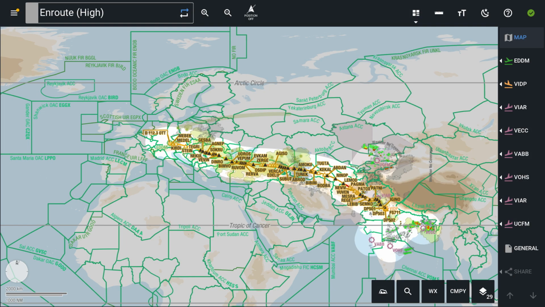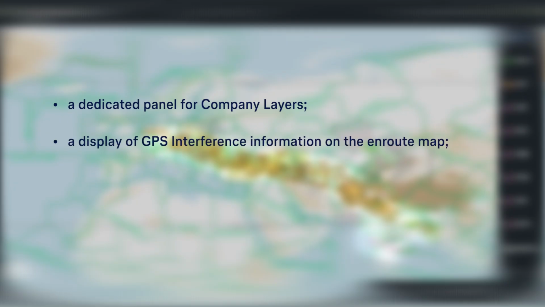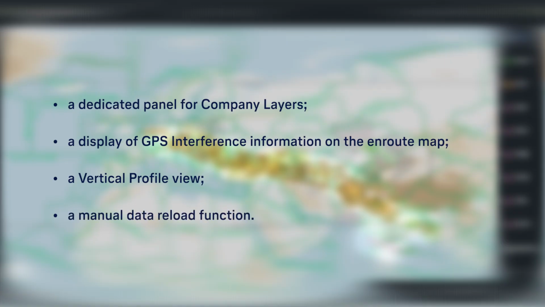Welcome to the Lido eRoute Manual 6.1 tutorial. In this release, several new features are introduced, and they are as follows: a dedicated panel for company layers, a display of GPS interference information on the enroute map, a vertical profile view, and a manual data reload function.